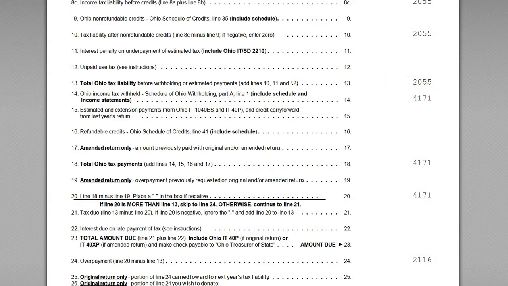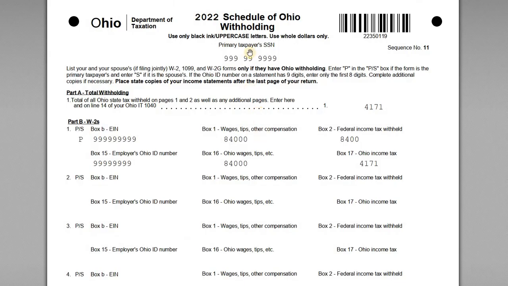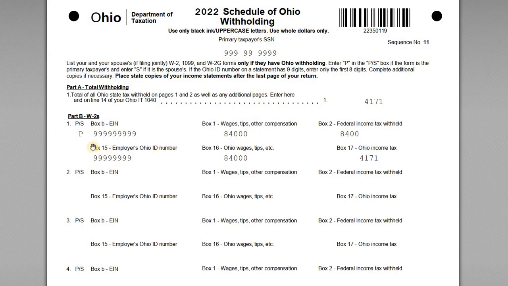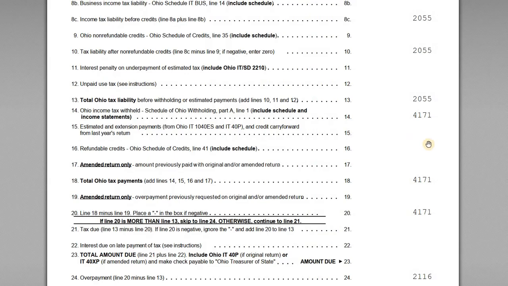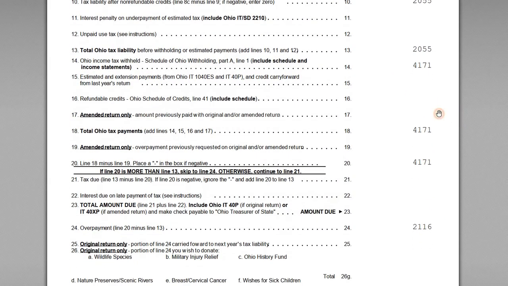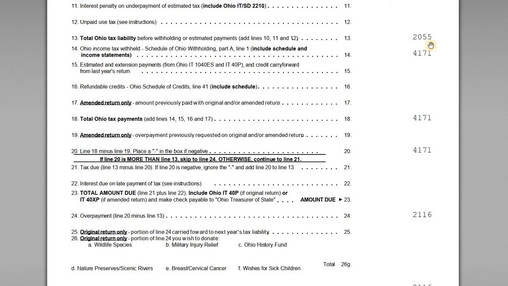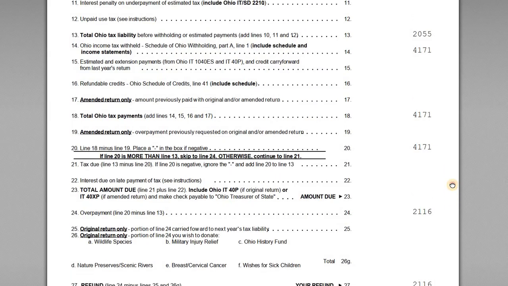So our total Ohio tax liability is $2,055, and the amount of income tax withheld per our W-2 was $4,171. So remember to complete the IT withholding form. So the schedule of Ohio withholding, enter the information as you would see it on your W-2. So P is for the primary taxpayer here, EIN for the company on the W-2, the employer's Ohio ID number, wages, federal income tax withheld, and Ohio income tax withheld.